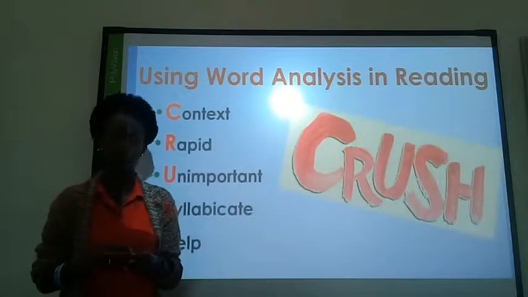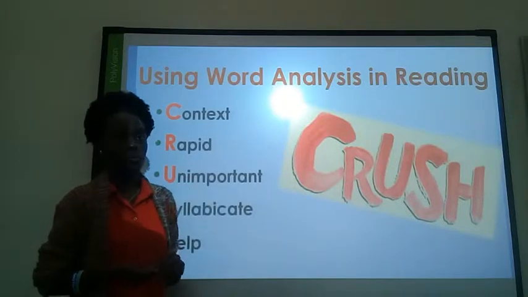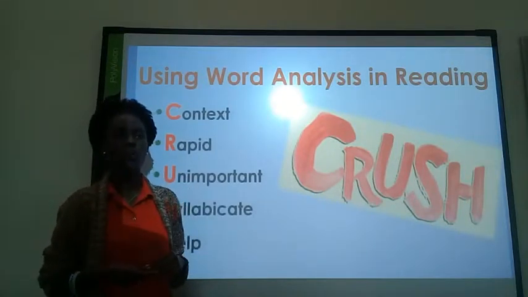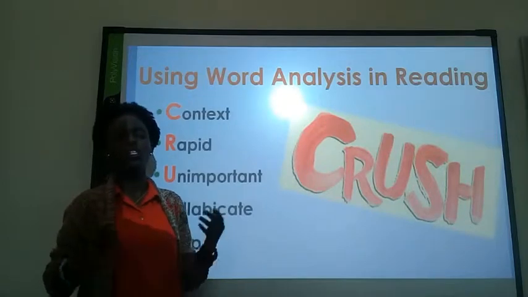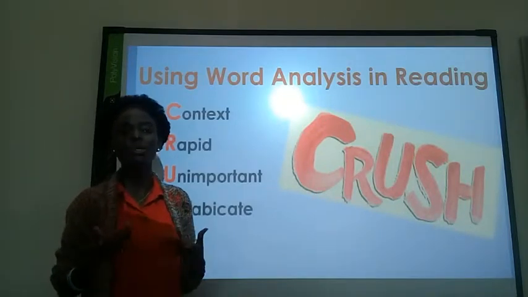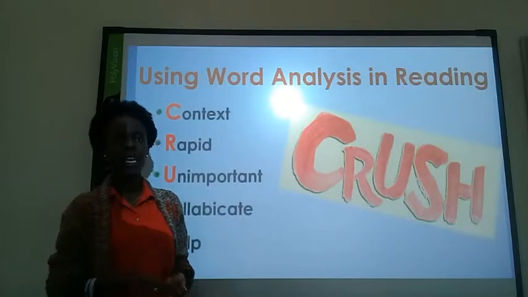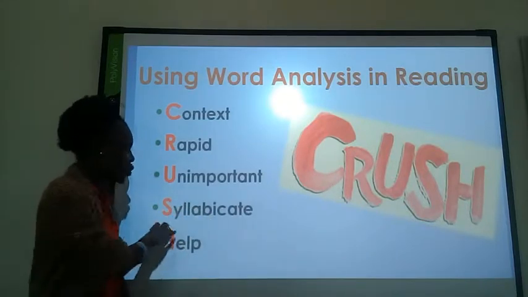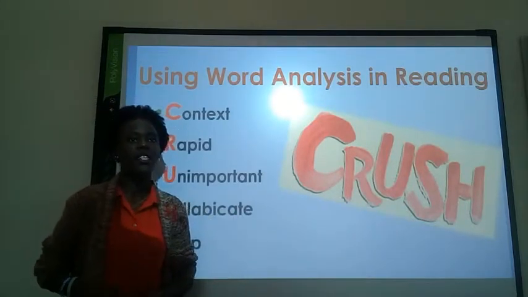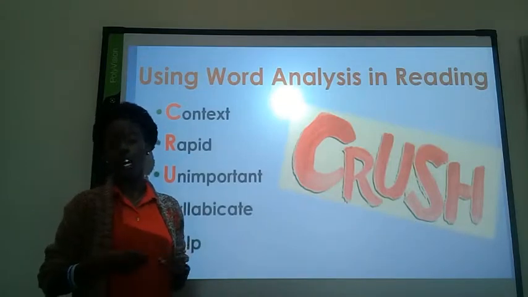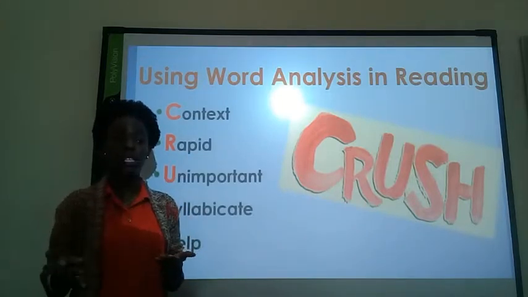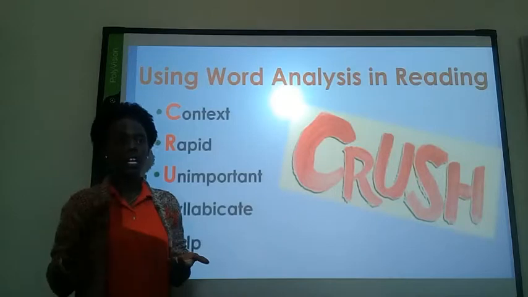Next would be U, unimportant. That is skipping over words that are not important or words that do not require precise pronunciation, like names. Then you would syllabicate. That is using syllabication strategies to break up the word. So your student will break up the word into pieces and try and sound it out.